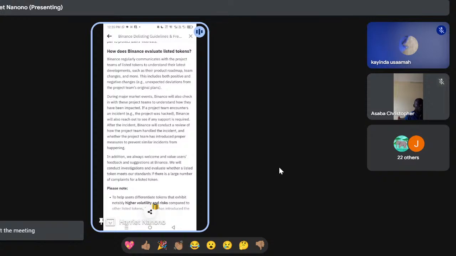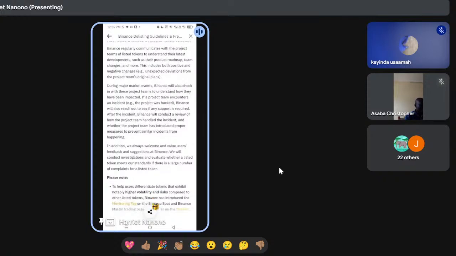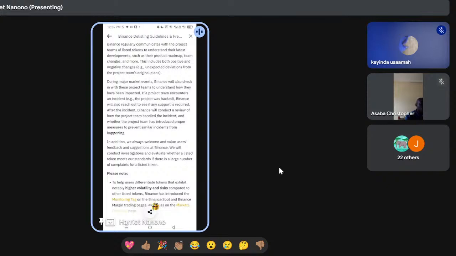If a project team encounters an incident, maybe the project was hacked, Binance will also reach out to see if any support is required. After the incident, Binance will conduct a review of how the project team handled the incident and whether the project team has introduced proper measures to prevent similar incidents from happening.